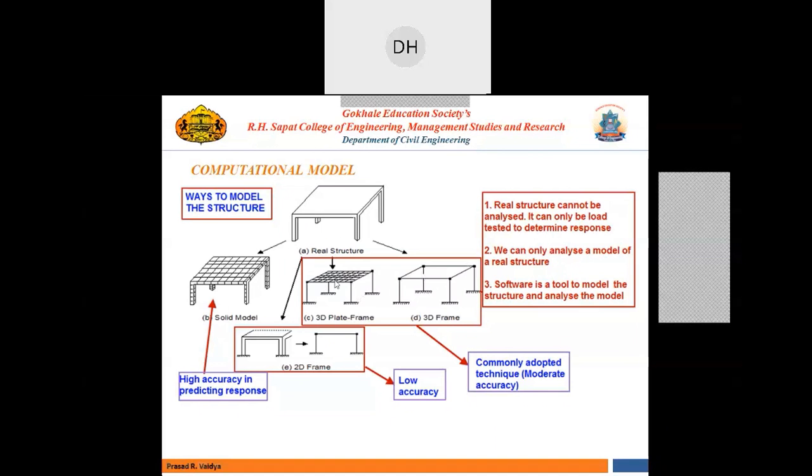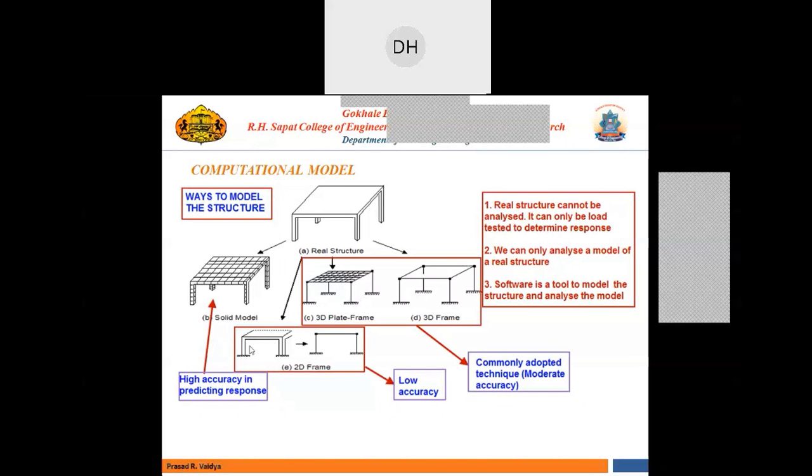Now the difference in these two types of model is that in the first one, where you have the plate, the stiffness of the plate is captured, and then your behavior is more close to the actual behavior of the structure, right? So these are the two most commonly used ways of modeling.